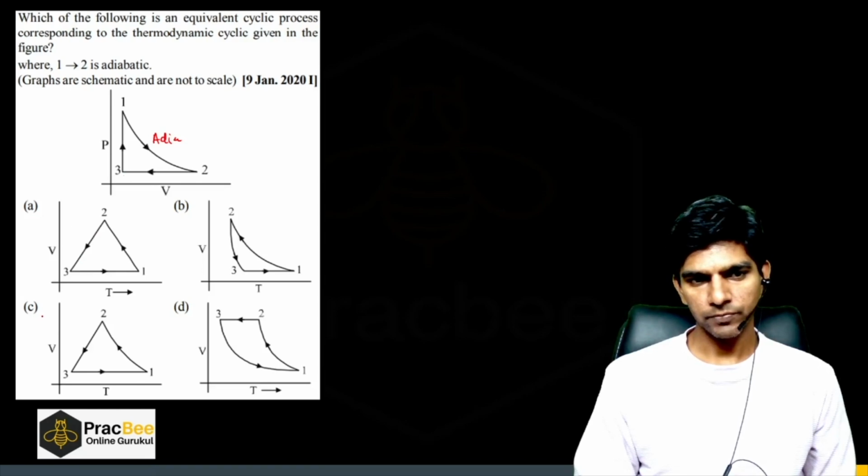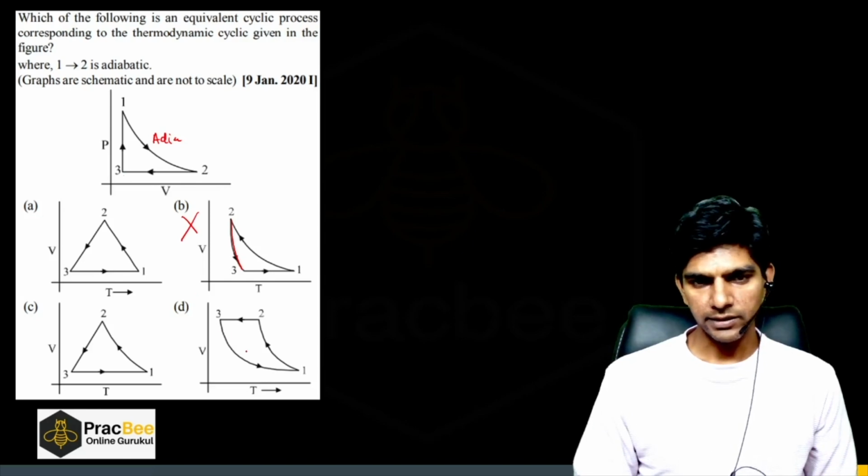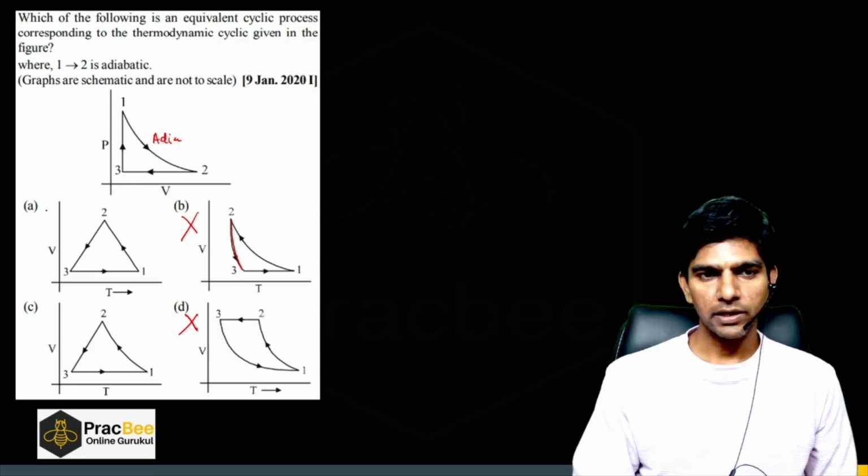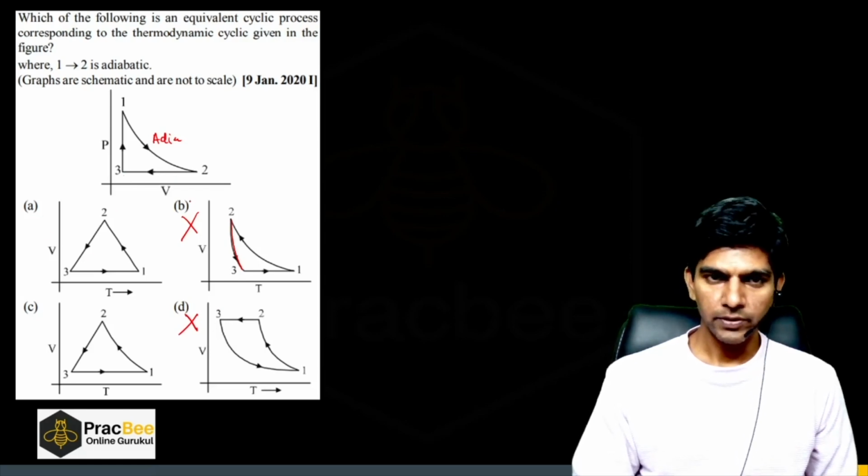Similarly, in option C, the graph is correct for 2 to 3. But in B, 2 to 3, in a VT graph it has to be a straight line, but it is a curved line, right? Can you see? So B is incorrect. In D again, 2 to 3 is given as isochoric, so D is again incorrect. Right. So now we are left with only two options, A and C.